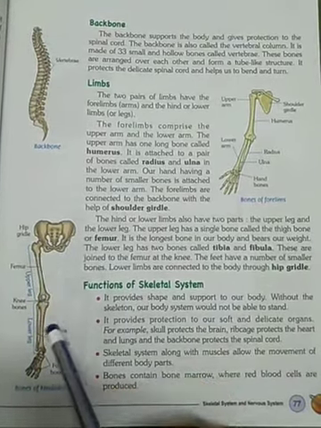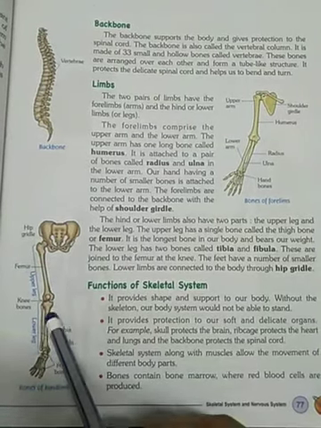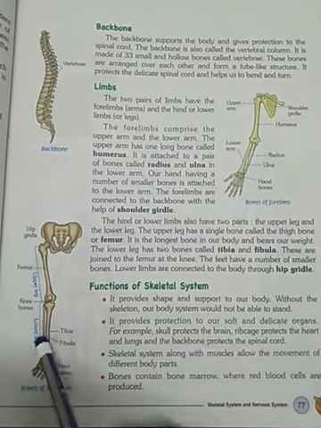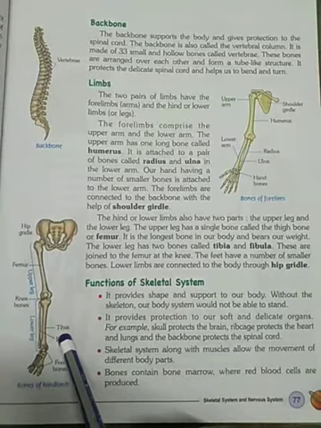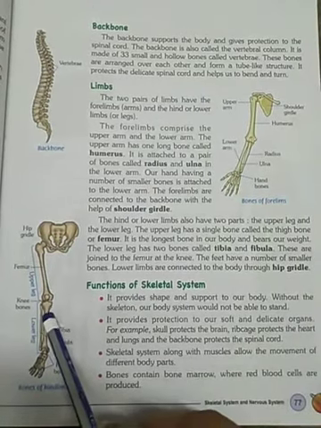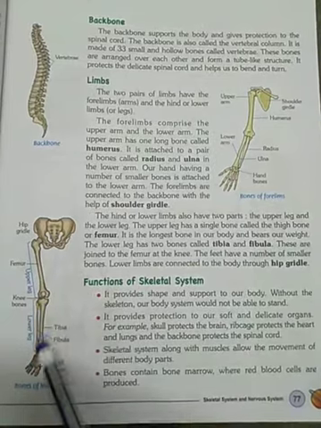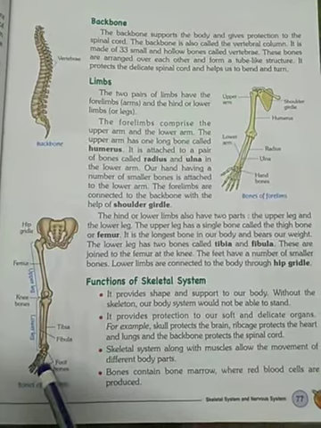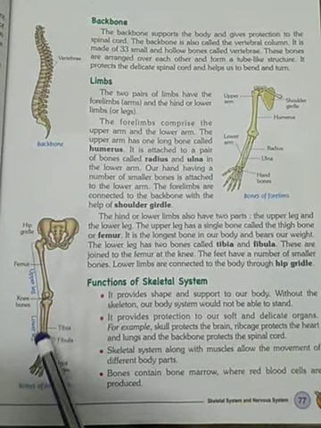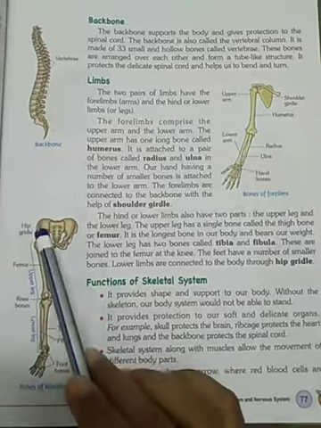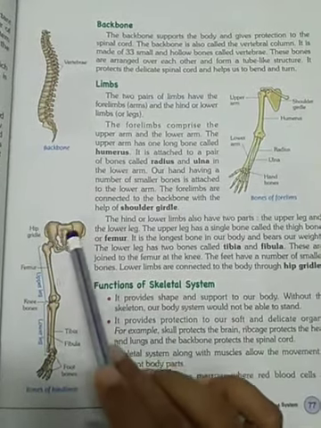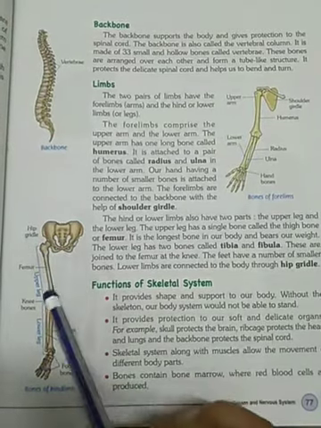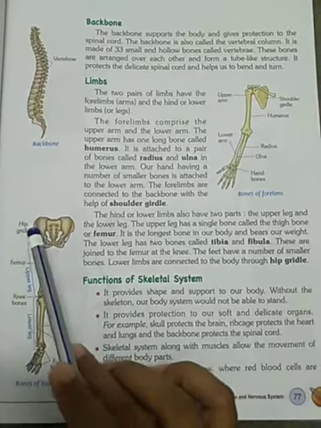Okay, and the lower leg has two bones called the tibia and fibula. This is the tibia and this is the fibula. These are joined to the femur at the knee, and the feet have a number of smaller bones, and the lower limbs are connected to the body through the hip girdle, right? This is the hip girdle. Okay, so the lower limbs are connected to the body through the hip girdle.